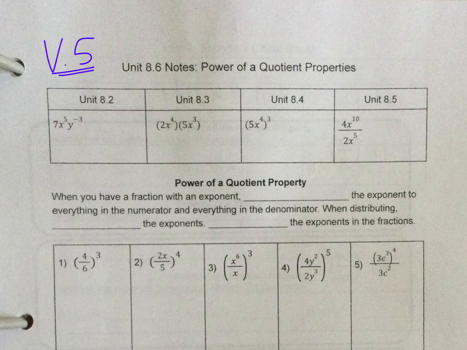First, we're going to review what we've been doing. In 8.2 lesson, that's illegal. 7x to the 5 stays on top. Y3 goes to the bottom.